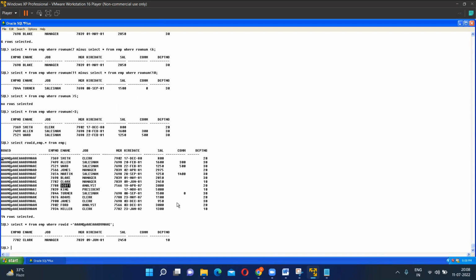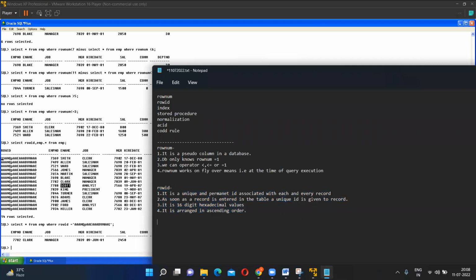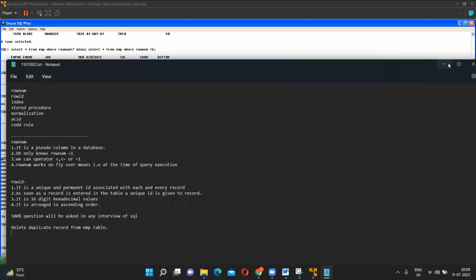Now a question which will be 100% asked to you in any interview of SQL. What is that question? Delete duplicate records from the EMP table or any table. Here we are writing the EMP table. So what is the query, guys?